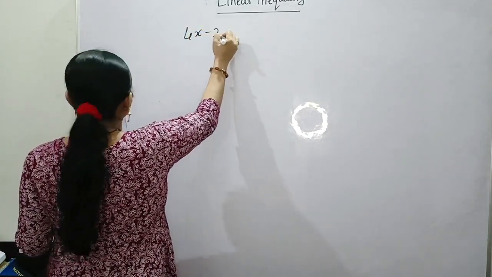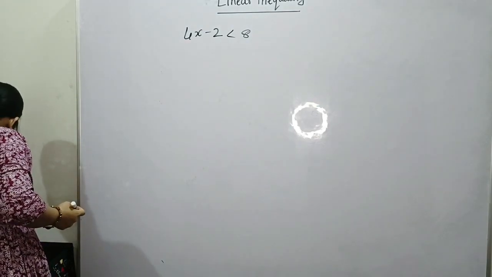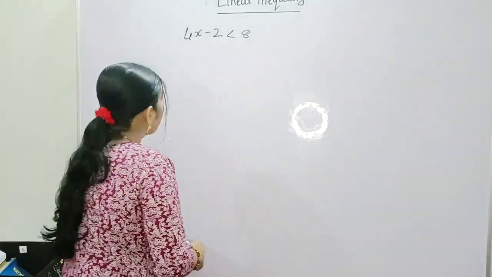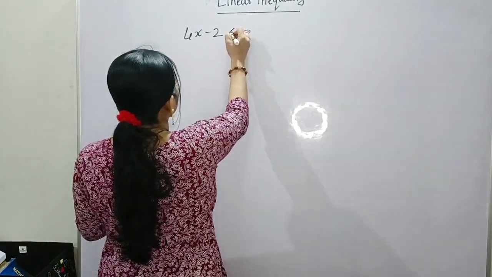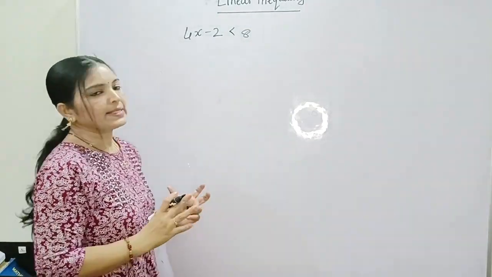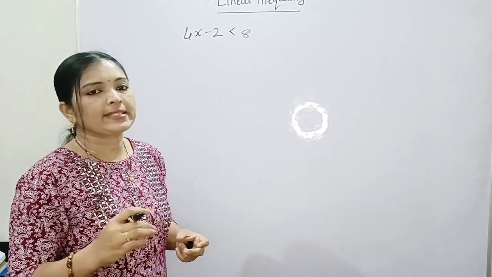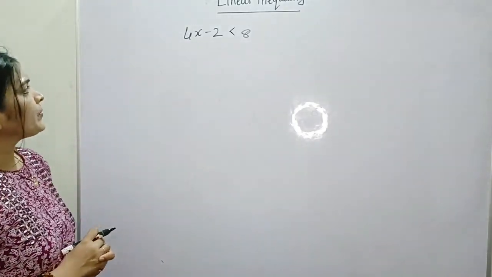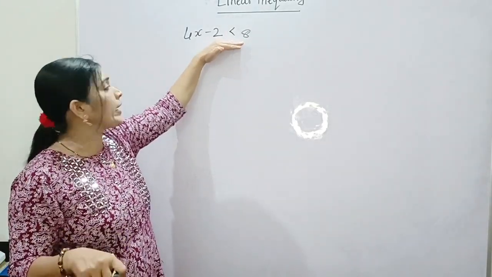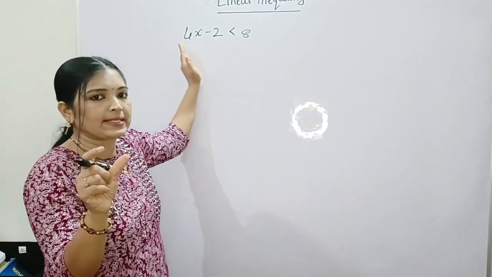4x minus 2 less than 8. Solve for x. 4x minus 2 less than 8 means we will find the range of x where x is lying. Now here, as I mentioned in the first problem, we have to make the left side only x.